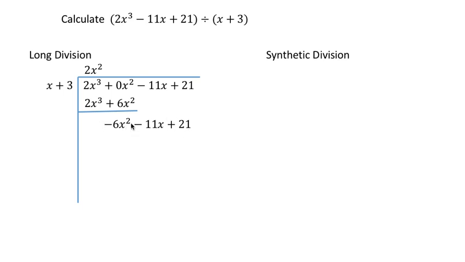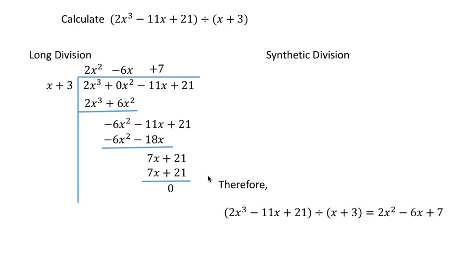Okay, now we've got to think, what do I multiply x by to get negative 6x squared? That's a negative 6x. So times this whole thing by negative 6x and write it down. Okay, and then again we subtract these two numbers. Gives us positive 7x plus 21. Then we've got to think, what do I multiply x by to get 7x? Answer 7. I do it, and I get a remainder 0. So that means that 2x cubed minus 11x plus 21 divided by x plus 3 is 2x squared minus 6x plus 7. That's your long division, with a remainder of 0.